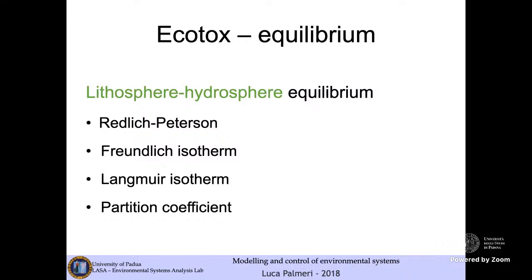So the first three processes are isothermic processes, meaning that the temperature is not changing during the process. And the fourth, more general process of transfer we may conceive, is the partition coefficient model for describing the transfer between lithosphere and hydrosphere. These four are models that we may employ for describing the equilibrium between lithosphere and hydrosphere. So the first three refer to adsorption processes. The fourth one is a more generic one, which also may describe adsorption, but may also describe equilibrium dynamical exchange processes without going into much detail on the processes itself, simply employing equilibrium coefficients or partition coefficients.